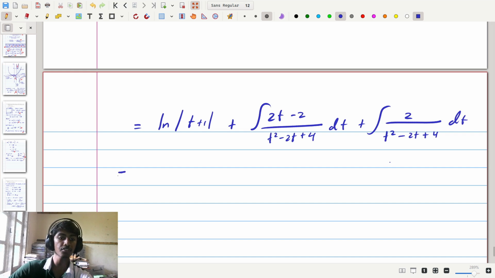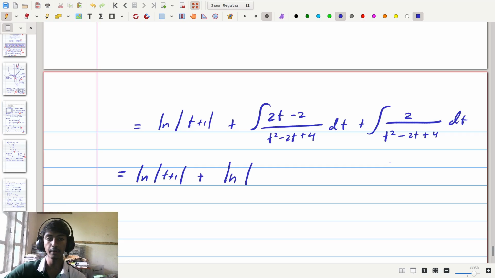Now considering the first integral we have here, it is directly equal to the natural logarithm of the denominator, which is t squared minus 2t plus 4. We can see that by the fact that if you take the derivative of the bottom, you get the top. So we have this term, and then we also have this last term, which I'm going to write as 2 times the integral of 1 divided by t squared minus 2t plus 4 dt.